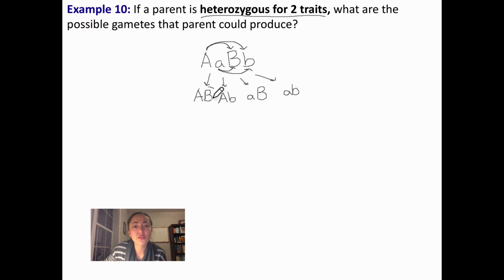And right there, those are the 4 possible gametes that could be made from this one parent. These are all the possible different combinations of A's and B's that you could get from that parent. You'll notice we'll just keep doing the same thing over and over again by drawing these arrows this way. All right, let's do one more example here.